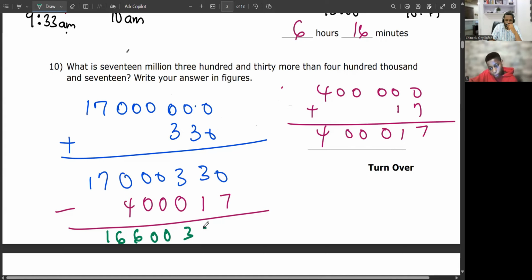Is it 3-1 or 2-1-3, or 3-2-3? Because 10 minus 7 is not possible. So you go to the next number and borrow 1 from here. So you have 2 and put 1 here. That's 313. Yes, 10 take away 7 is 3. 2 take away 1 is 1. And then the answer is going to be 16,600,313. Is this the answer you got? Yes, sir. Correct.